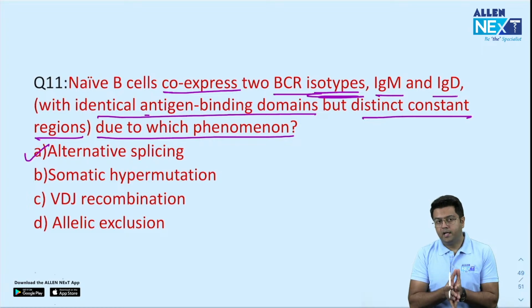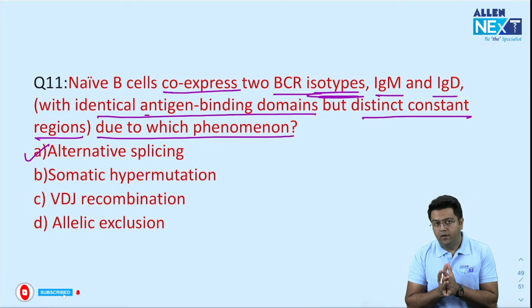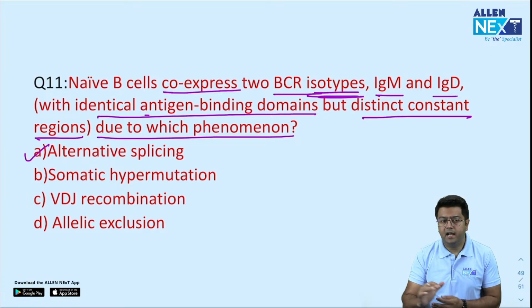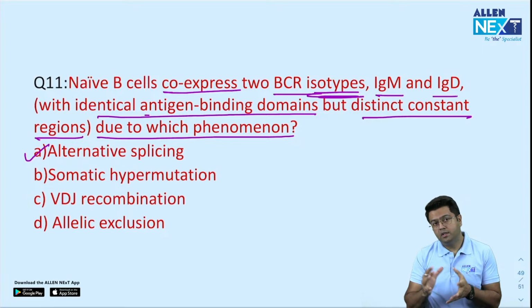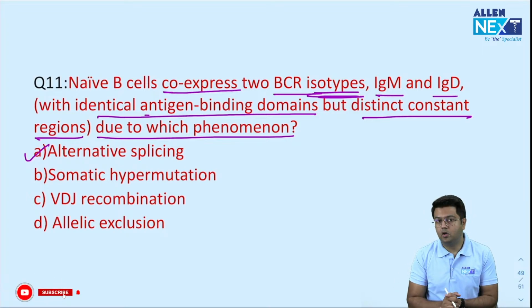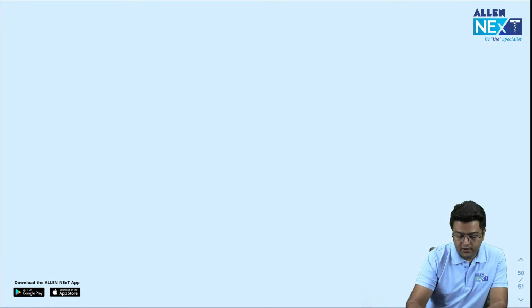This question can also be asked like this: how come we have the same antibody, like IgM can act as a B cell receptor, and it can also be secreted? The same antibody can be secreted, and it's also a part of the receptor. How? Alternative splicing. So what happens in alternative splicing, guys? We remove a particular exon.